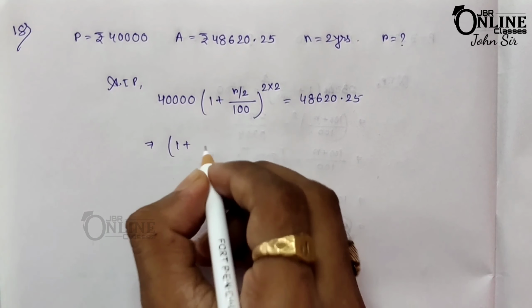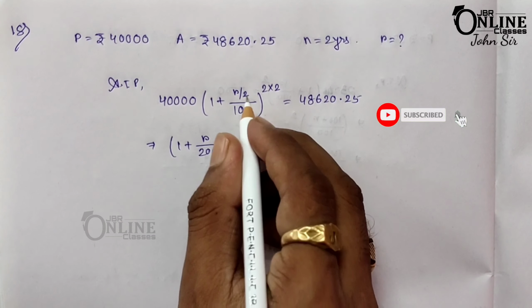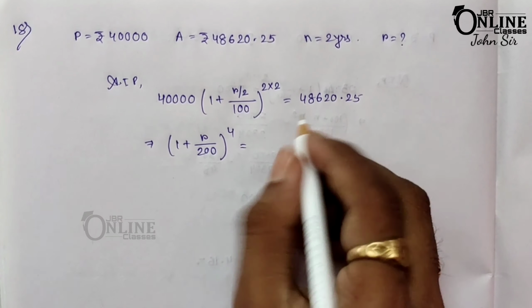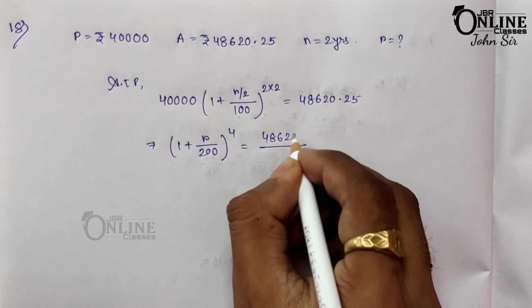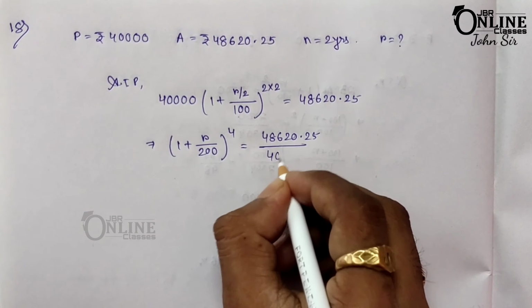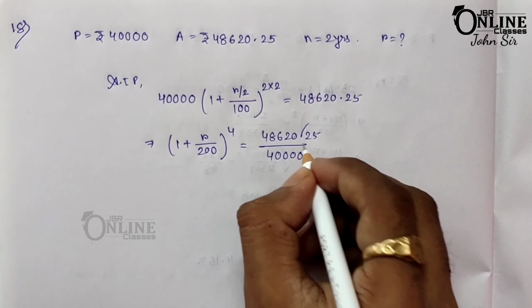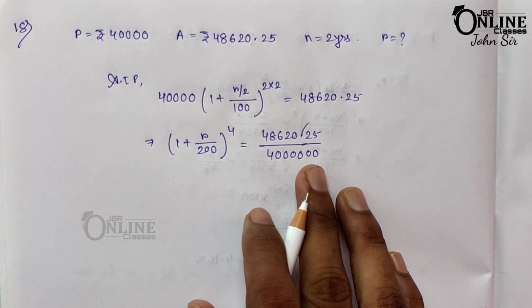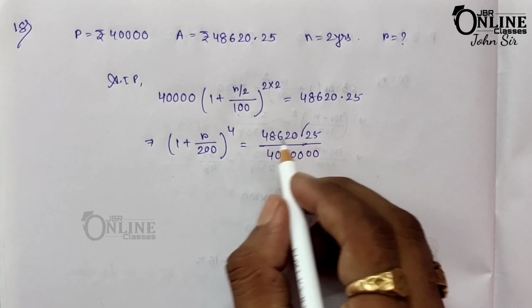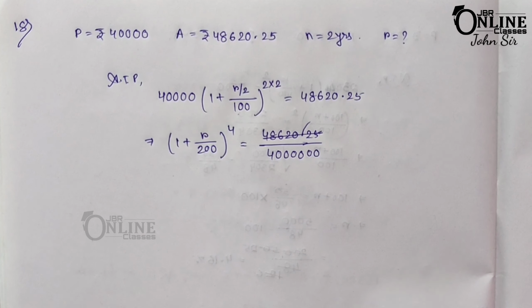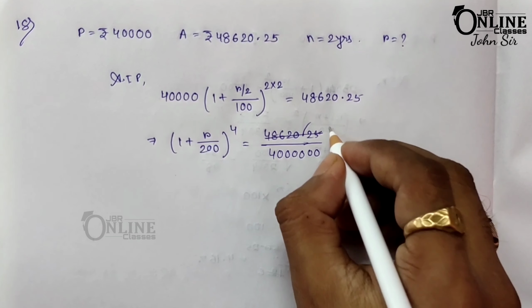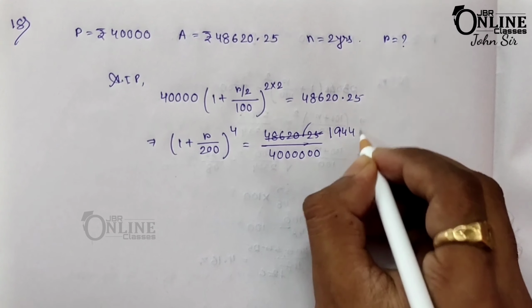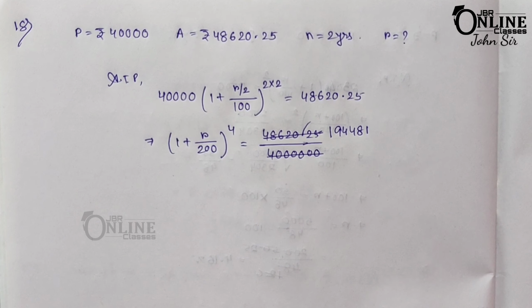So that means here 1 plus r by 200, because 2 multiplied with 100, whole to the power 4, equals 48620.25 divided by 4 zeros. So that will be again 2 zeros here. Okay, so now you have to divide this one by 25. After dividing, 48620.25 divided by 25 becomes 194.481, and here also you have to divide this one.